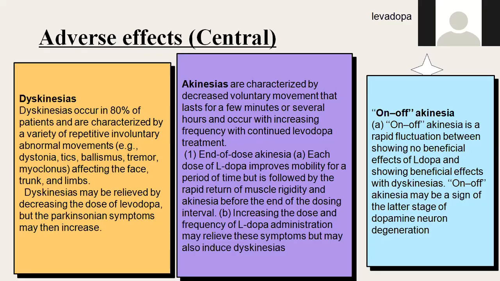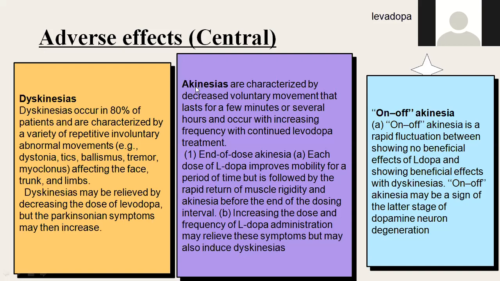Okay, now let's see. The side effects of levodopa are equally important. We have central side effects and peripheral side effects. Central side effects: we have dyskinesia, a movement disorder. What is dyskinesia? Dyskinesias are characterized by a variety of repetitive involuntary abnormal movements, for example, dystonia, tics, ballismus, tremor, myoclonus, and it can affect the face, trunk, and limb. How can it be relieved? It can be relieved by decreasing the dose of levodopa.